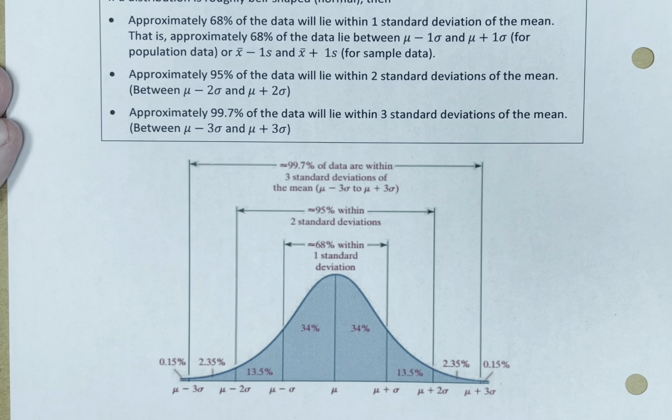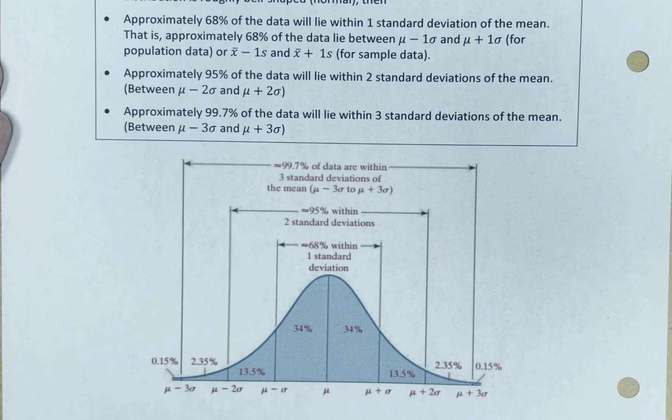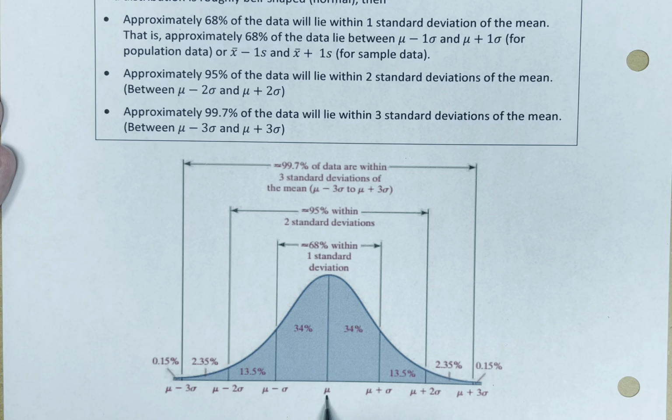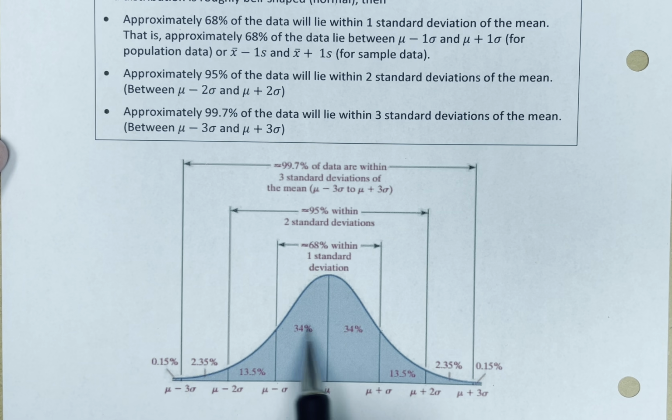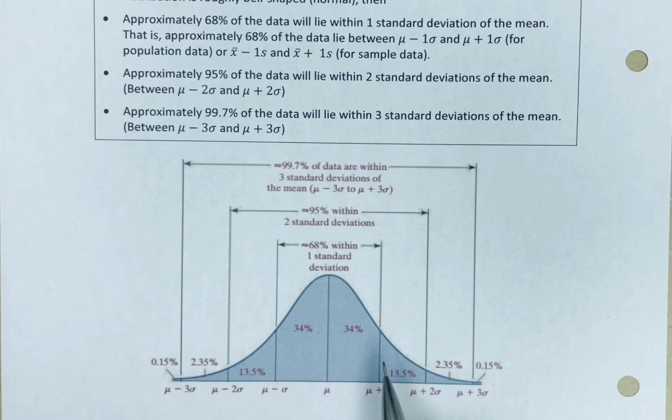Okay, let's go down to here and take a look. So here's the mean. Mean plus one standard deviation, mean minus one standard deviation. 68% of the data lies within that zone, if you will. In other words, most of us and most things are normal. Most of us and most things lie close to the mean.